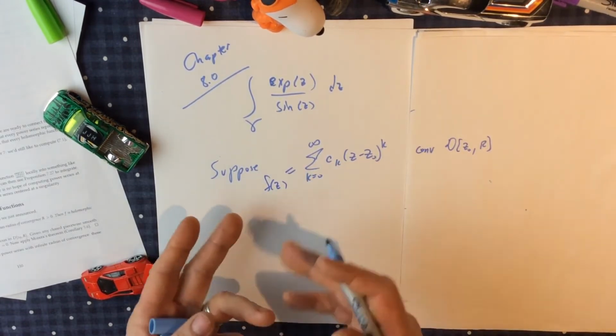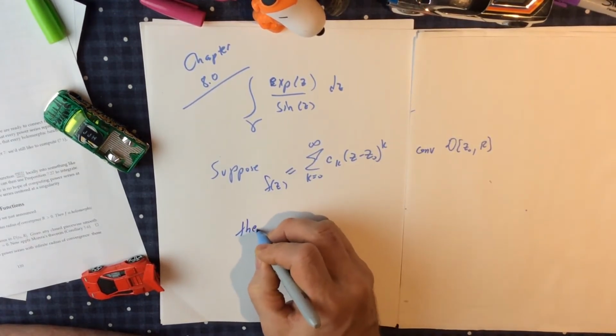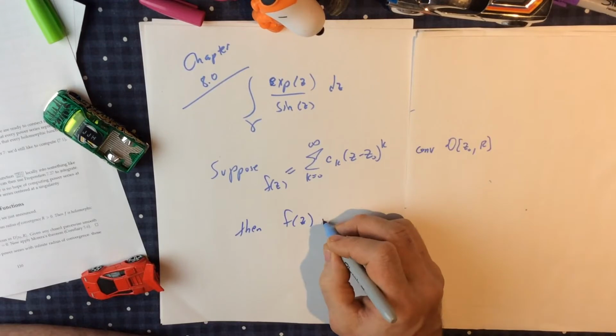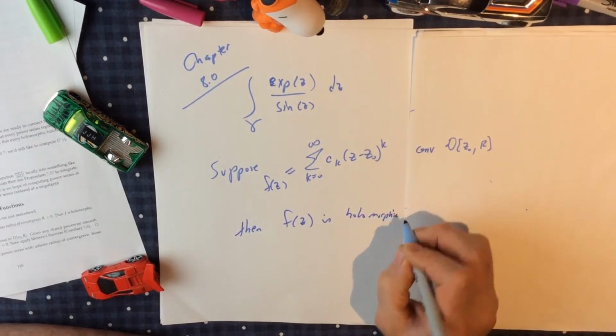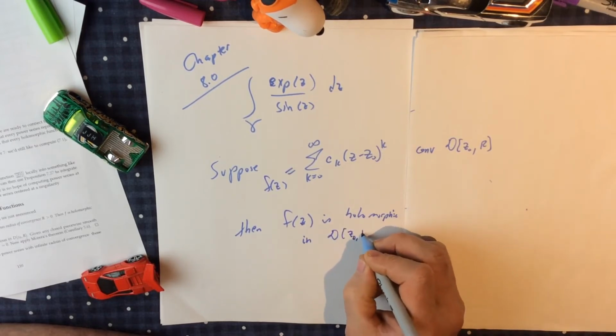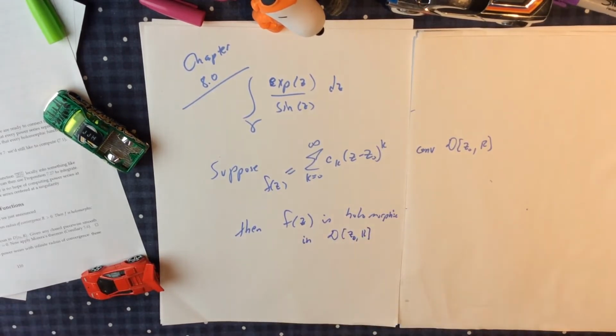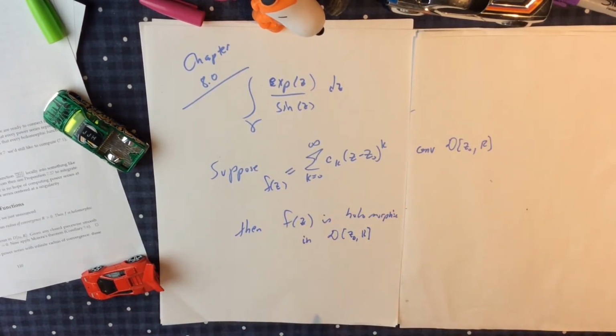Well, what kind of function is it? Well, this function is a really nice function. Then f of z is holomorphic in this disk. In other words, it's a differentiable, very nice function. Now, you should remember that from calculus.